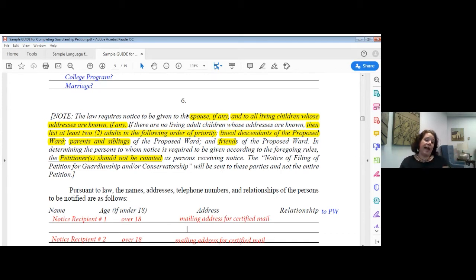But sometimes we might not have any siblings who are of the age of 18 either, in which case finally we jump down to that final requirement, friends of the proposed ward. And friend can be aunts, uncles, grandparents, or an actual friend. And so you just need to provide 2.